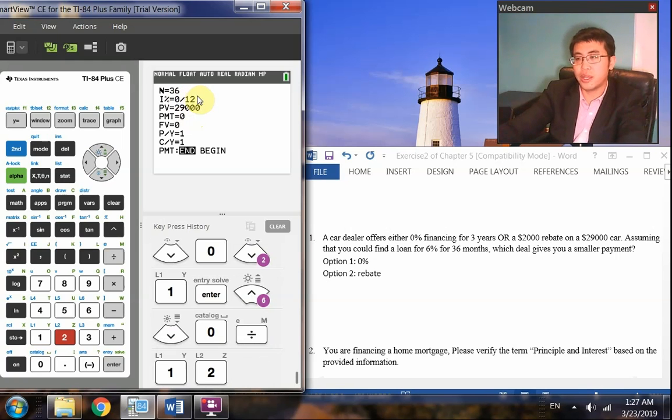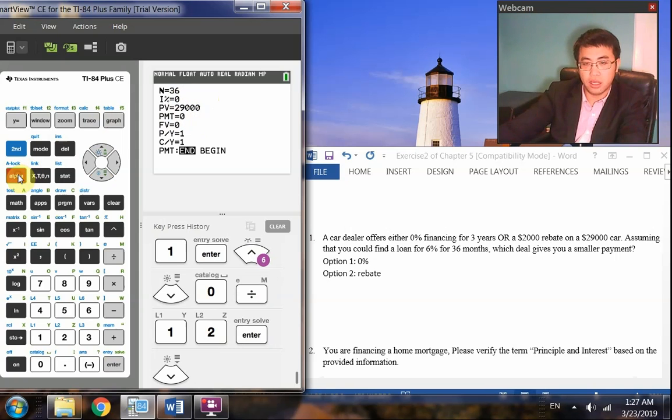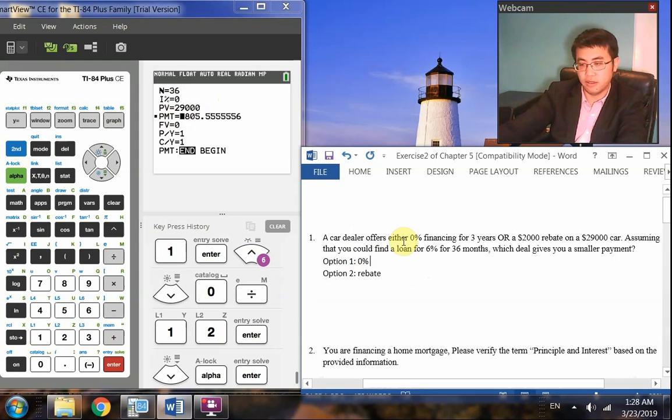So if you use a monthly rate for the interest, just divide whatever rate by 12. Here it does not make a difference. And then you move down to payment and hit alpha, enter. So your payment is negative 806.